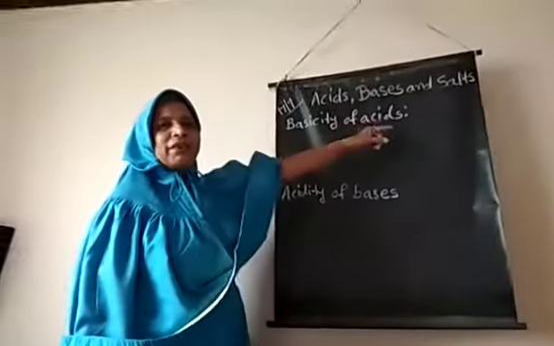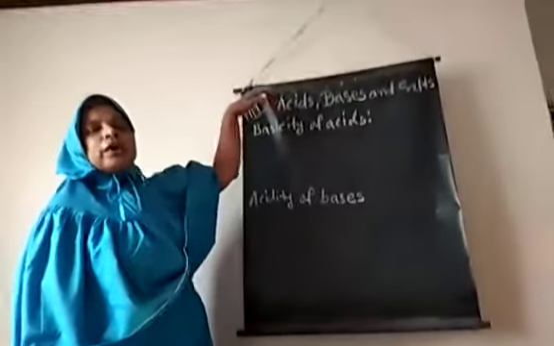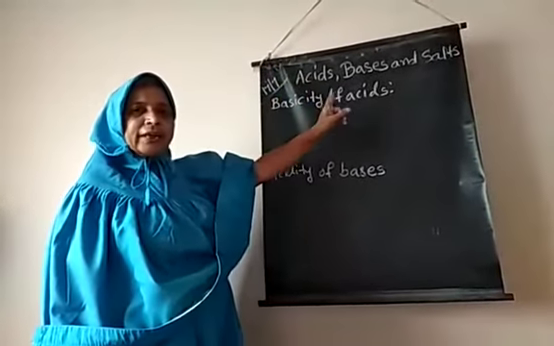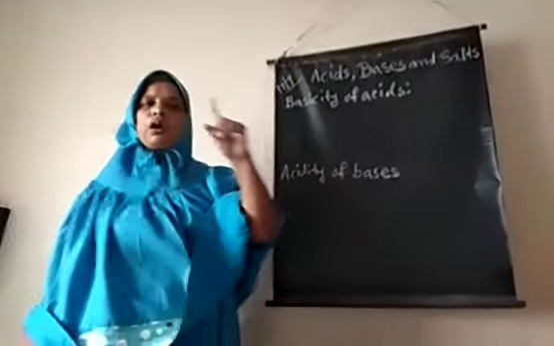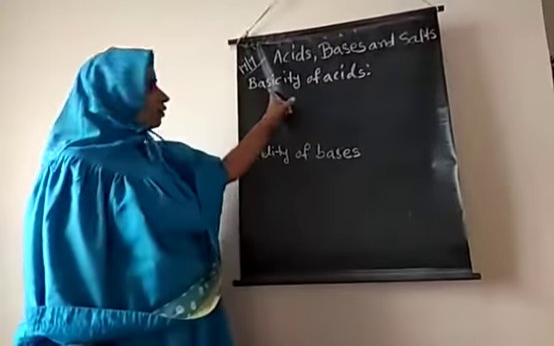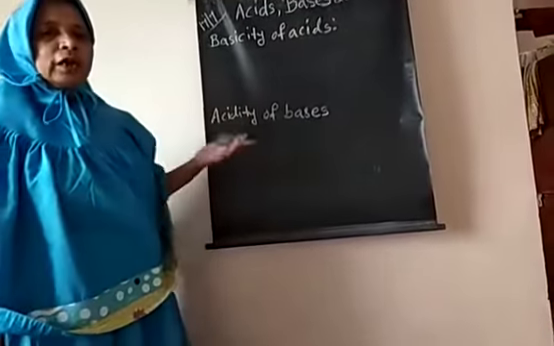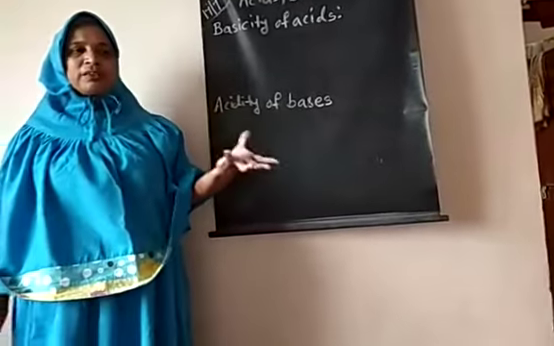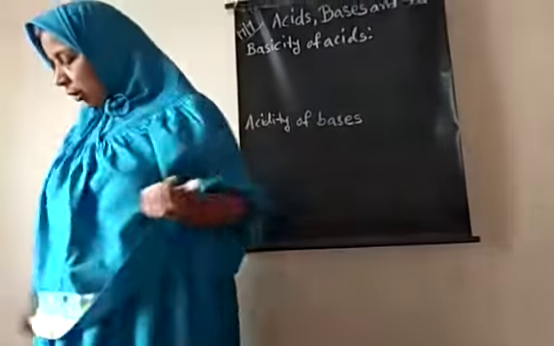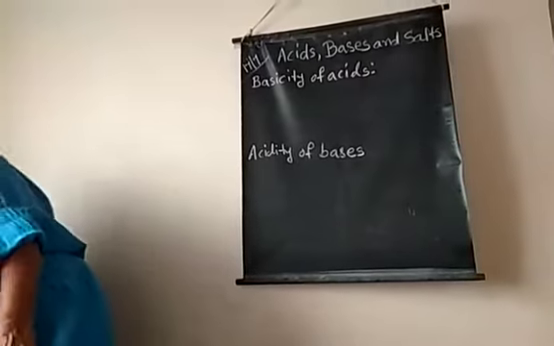And basicity of acid, the number of H plus ions obtained from one molecule of acid, is known as basicity of acid. Okay, understood? Now the next point is concentrated and dilute acids or bases.